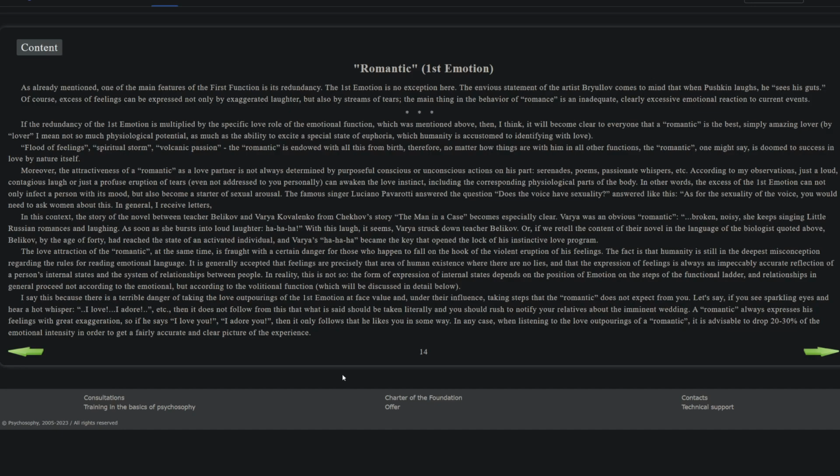Let's say if you see sparkling eyes and hear a hot whisper, I love, I adore, etc., then it does not follow from this that what is said should be taken literally, and you should rush to notify your relatives about the imminent wedding. A romantic always expresses his feelings with great exaggeration. So if he says, I love you, I adore you, then it only follows that he likes you in some way. In any case, when listening to the love outpourings of a romantic, it is advisable to drop 20 to 30% of the emotional intensity in order to get a fairly accurate and clear picture of the experience.